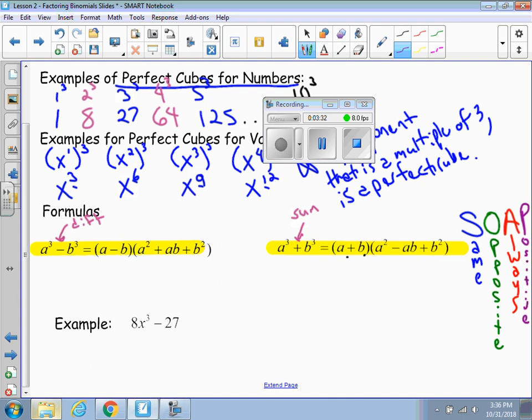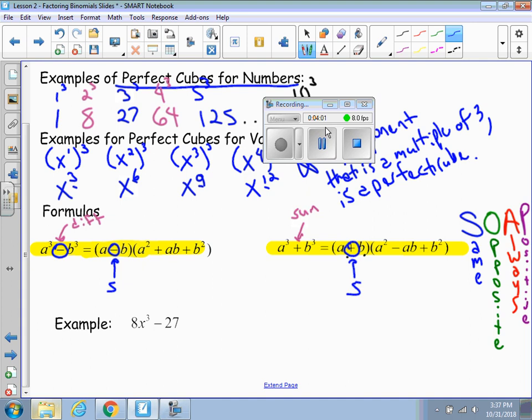So let's talk about what that means. Same means the same sign. So if it's a difference of cubes, we're going to start off with a difference there. Don't worry about soap until the very end. You don't put on soap at the beginning of your shower. You put it on at the end, and then you got to rinse it all off, right? So same is what we do first. And it's the same with addition. Whenever it's a sum, you have the same sign.